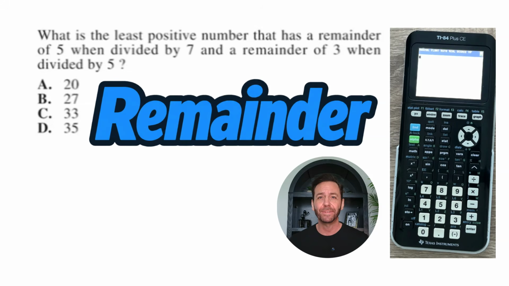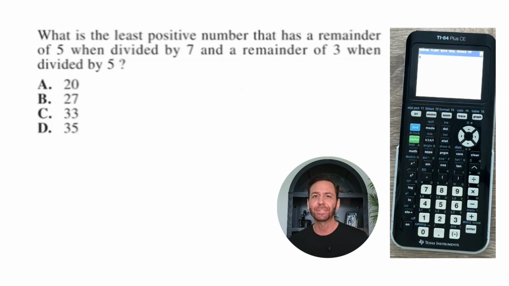Remainder questions come up very often on ACT math. I think they like them a lot because you can only use the calculator so much, since the calculator usually gives you decimal answers and not remainders. But I want to show you that the calculator can actually always give you remainder answers as well. So here I'm asked for the least positive number that has a remainder of 5 when divided by 7 and a remainder of 3 when divided by 5.